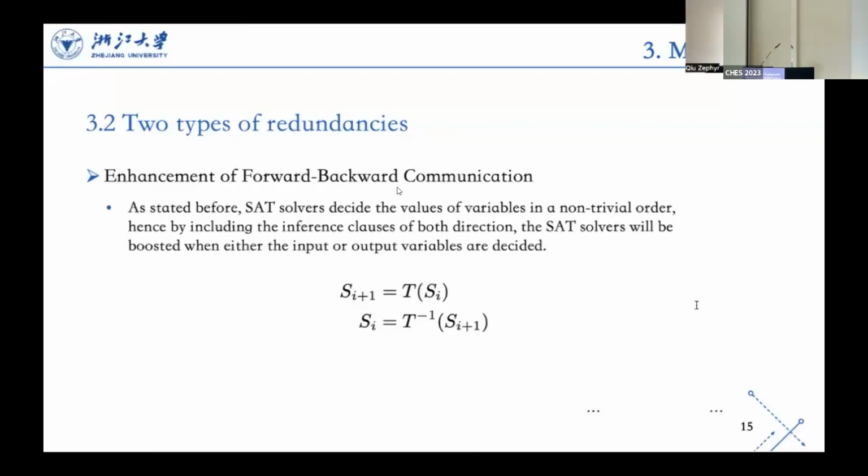The second type of redundancies aims to utilize the behavior of SAT solvers that the values of the variables are determined in a non-trivial order. Because the variables both before and after an operation T may be decided first, we simply incorporate both the forward and the backward operations into the system. If the input Si is determined first, the first equation will be activated and Si plus 1 will be quickly found. If the output Si plus 1 is determined first, the second equation will be activated and Si will be quickly found.